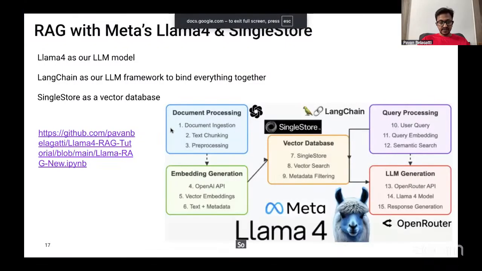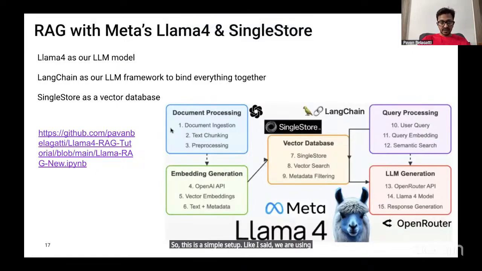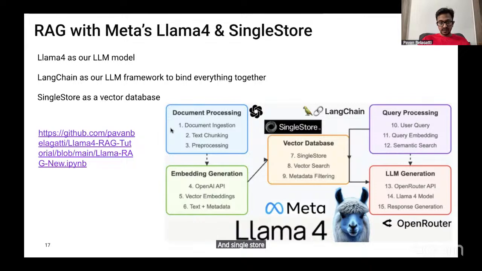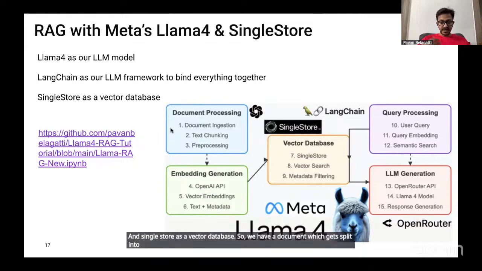So this is a simple setup. Like I said, we are using Llama 4 as our LLM, LangChain as our LLM framework to bind everything together again, and SingleStore as a vector database. So we have a document which gets split into chunks and embeddings are created.